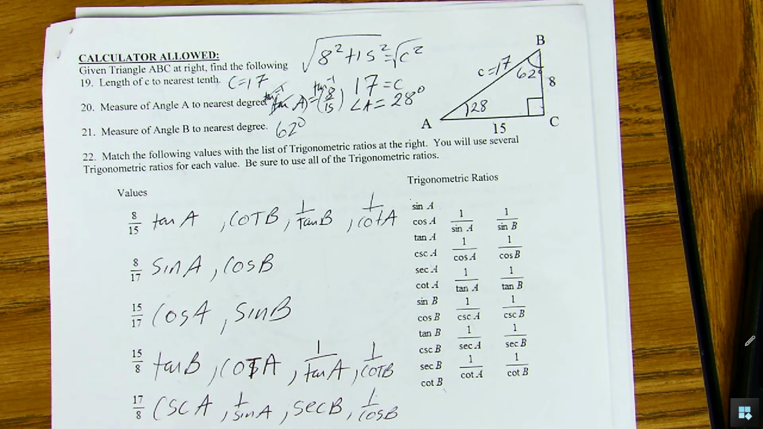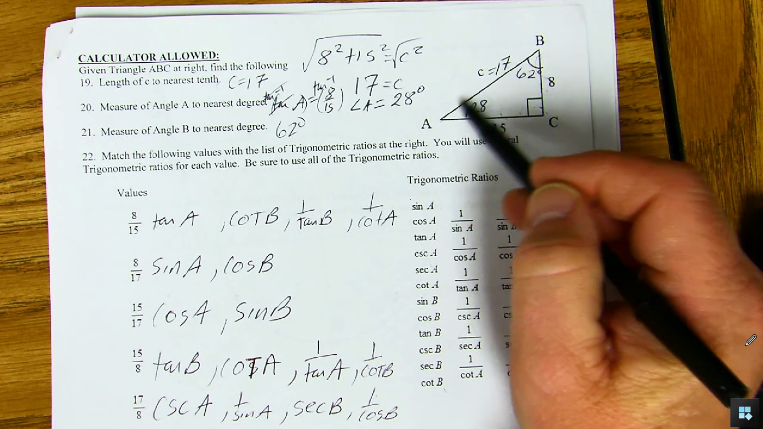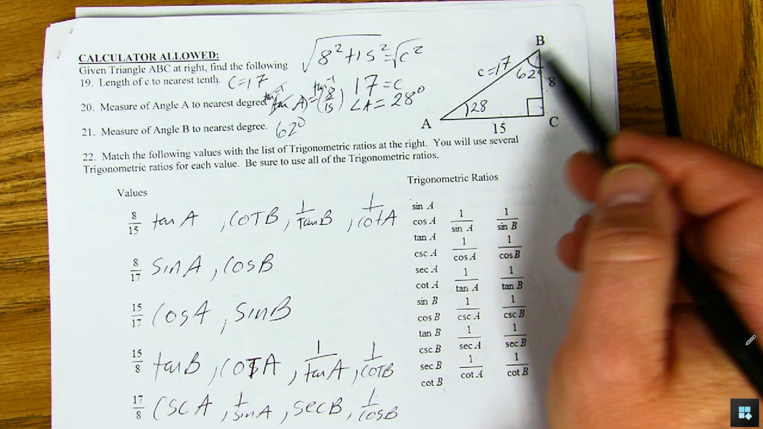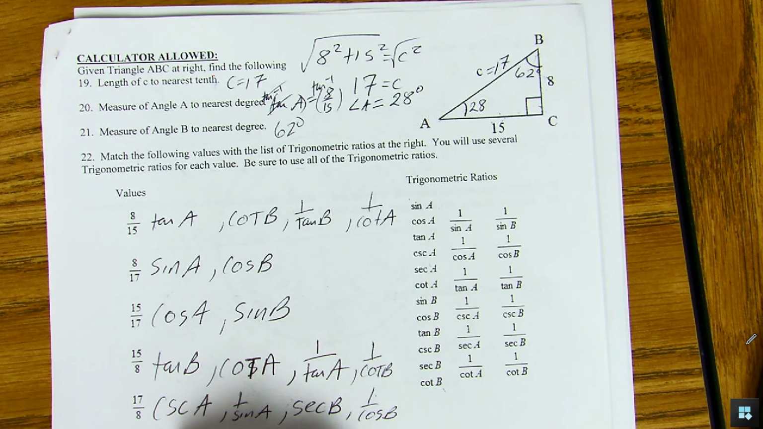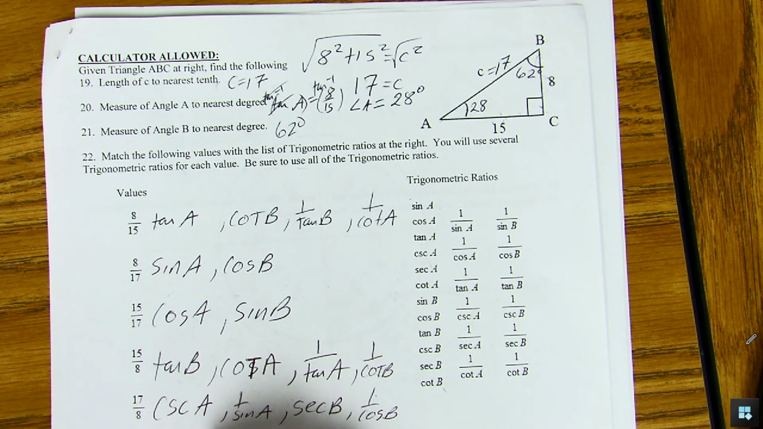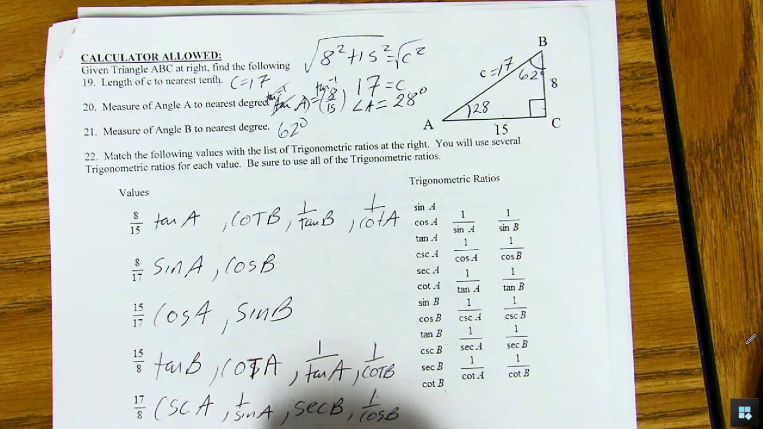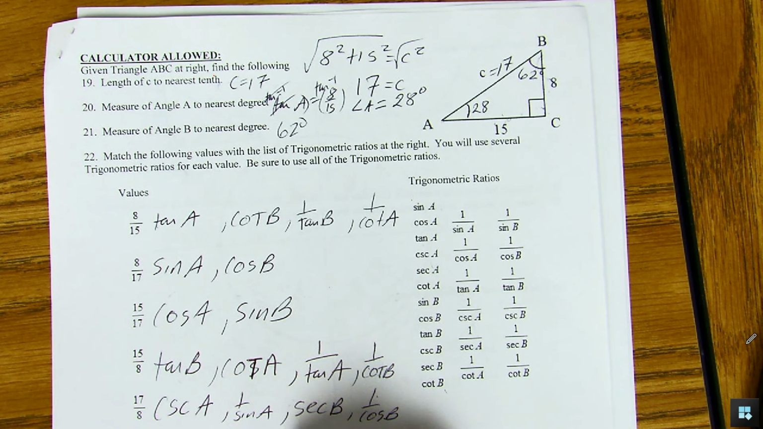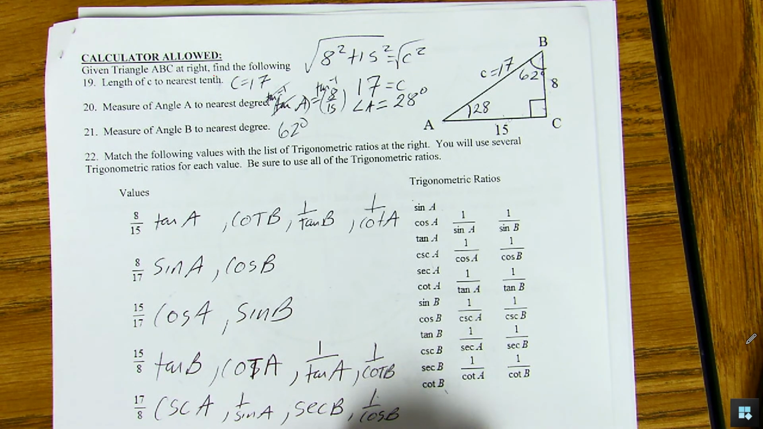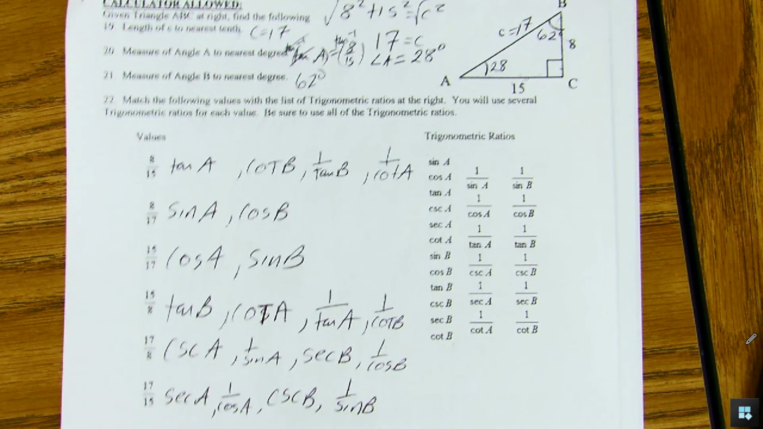There's your answers there. 17 over 15. So that's going to be the cosine of A flipped. So that's going to be the secant of A, which is 1 over the cosine of A. Or it would be the sine of B flipped, or what we'd call the cosecant of B, or 1 over the sine B. Okay, done.